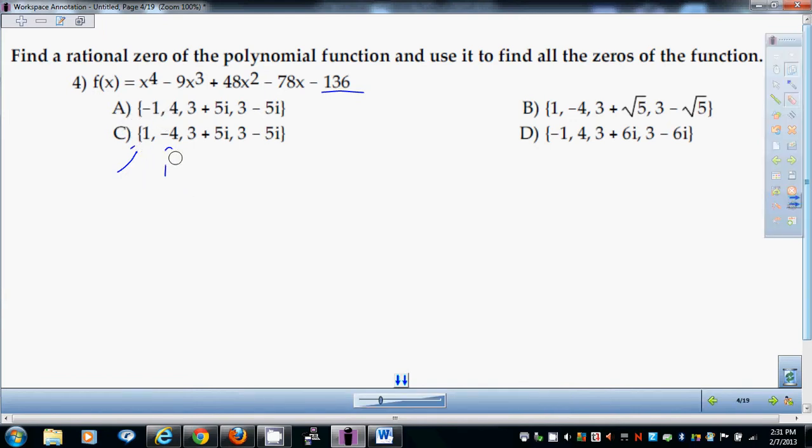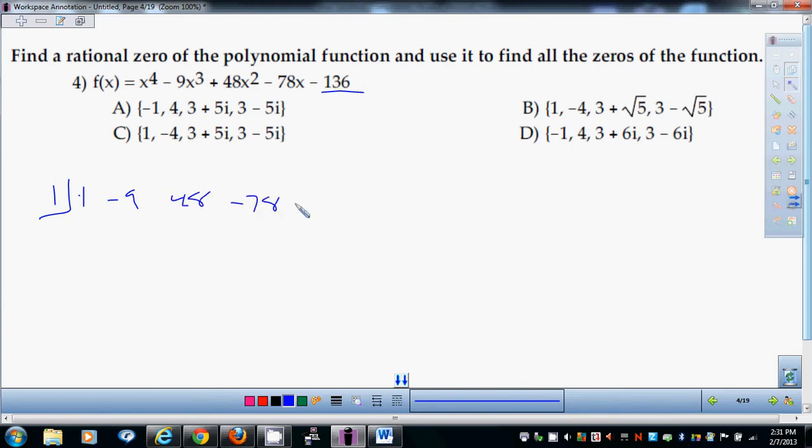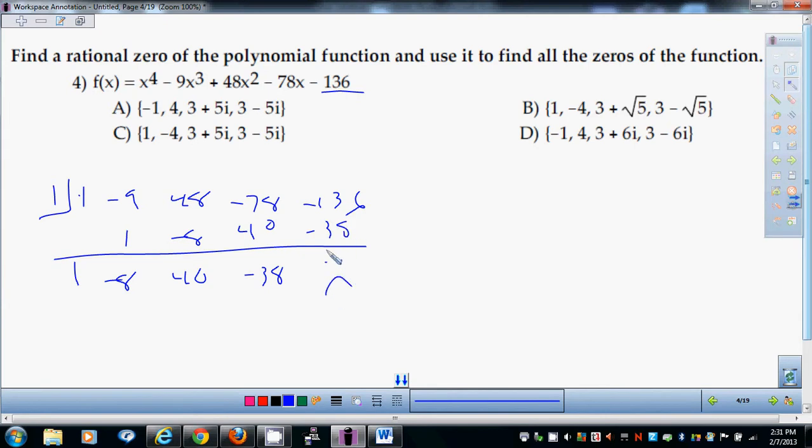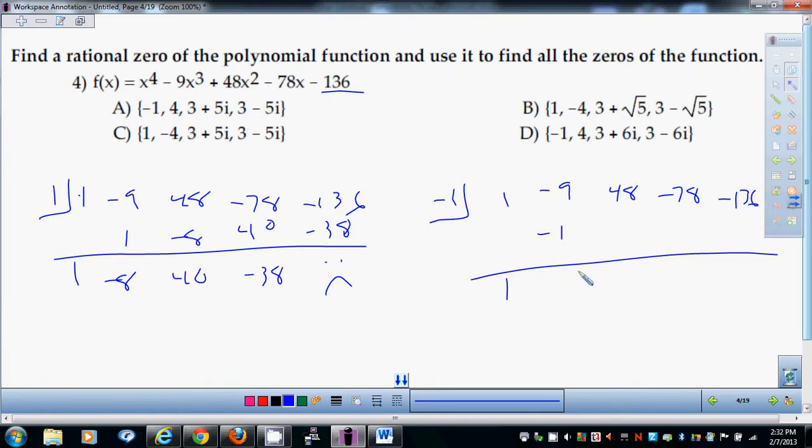Let's try positive 1. 1x to the 4th, negative 9x cubed, 48x squared, minus 78x, minus 136. Trying positive 1, drop the 1, multiply, add, multiply, add, multiply, add, and you can see this is not going to work. So let's try negative 1. 1, negative 9, 48, negative 78, and negative 136. Drop the 1, multiply, add, multiply, add, multiply. Ooh, this looks good.